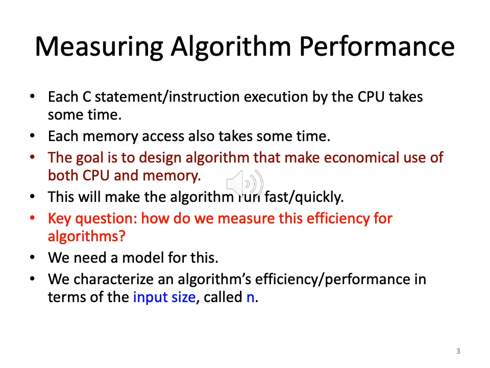Now I am on slide 3 and the title of this is measuring algorithm performance. We just saw that each C statement or instruction has to be executed by the CPU, and each instruction will take a certain amount of time, maybe some milliseconds, right? Each memory access will also take some time. You have to go to a particular memory location, read the data from it, and then copy it to some CPU storage. So accessing each memory location will also take some amount of time.